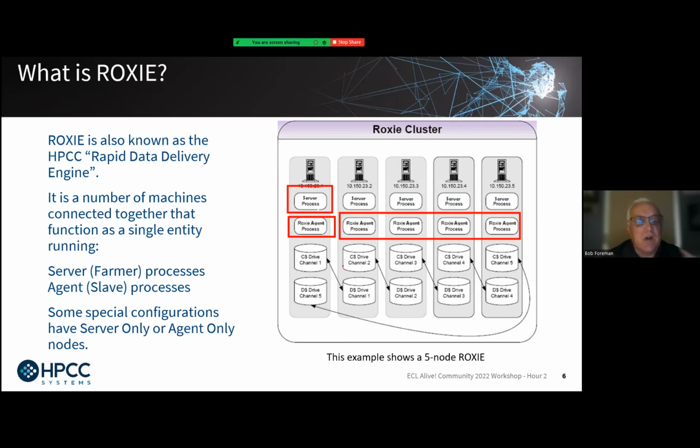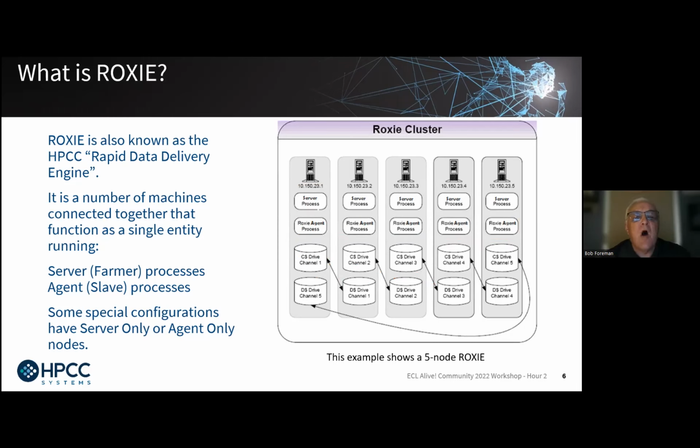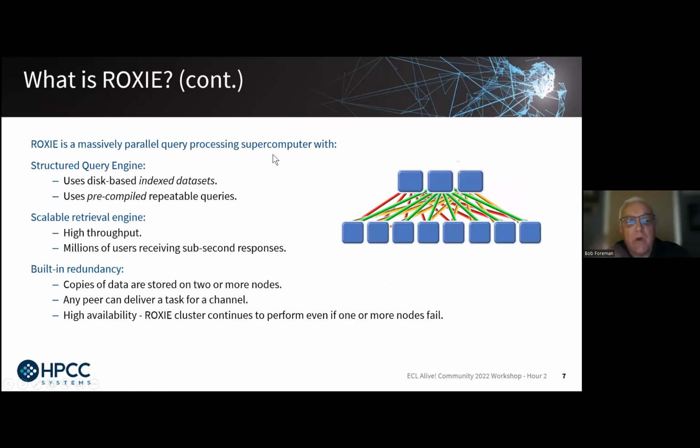The beautiful thing about this, a couple of things to say, is number one, all of the queries that are stored on ROXIE are pre-compiled, so they're ready to run. Also, the data stored on ROXIE are indexed data sets. ROXIE is built for high throughput, millions of users receiving sub-second responses. A typical production cluster in LexisNexis can return up to, well, I used to say 12,000 queries per second, but the hardware guys in my location tell me that I'm being very conservative.